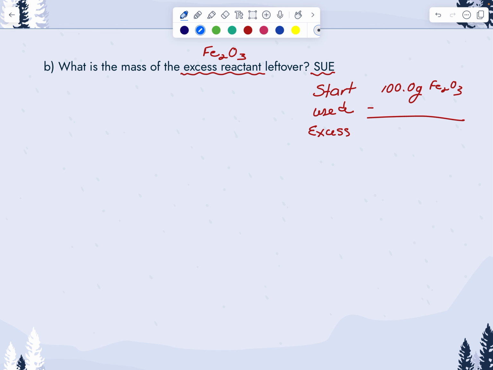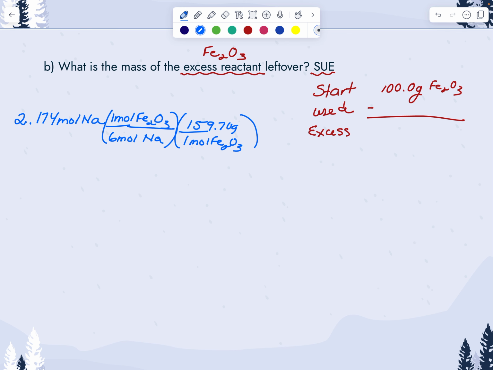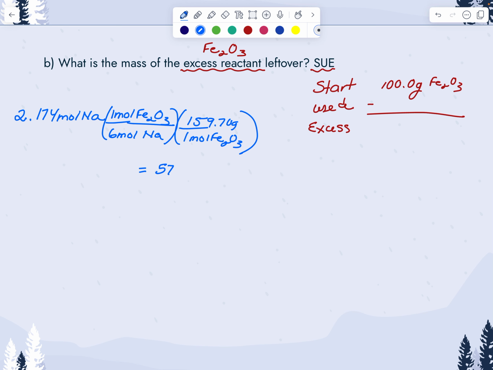When we do these, we always go back to the limiting reactant because that's when the reaction stops. So when I use 2.174 moles of sodium, how much iron 3 oxide will I also use? The balanced chemical equation says I will use 1 mole of iron 3 oxide for every 6 moles of sodium. And for every 1 mole of iron 3 oxide, it has a mass of 159.70 grams. So how much Fe2O3 will I use? I will use 57.887 grams.